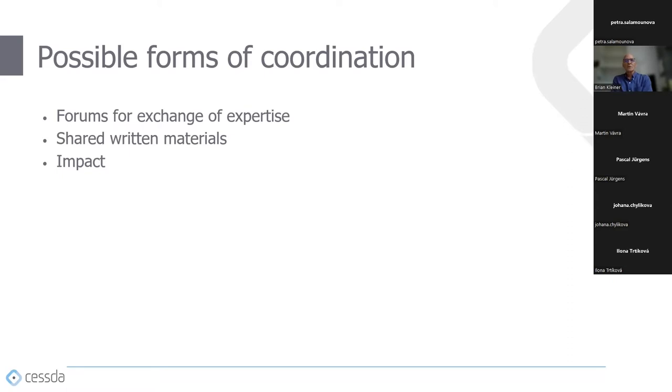And so we came up with three main categories. This is what we think might make sense going forward as a way of organizing our ideas regarding possible forms of coordination. So we came up with three main areas. One we call forums for exchange of expertise. The second one we are calling shared written materials. And the last one we call impact. I'll just go through these briefly with three slides.